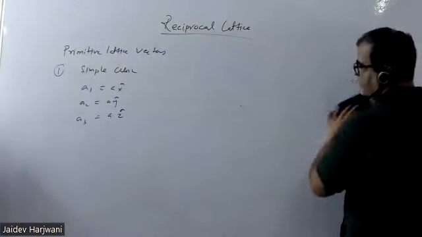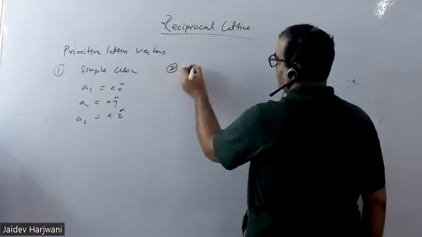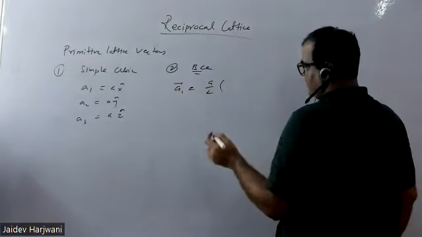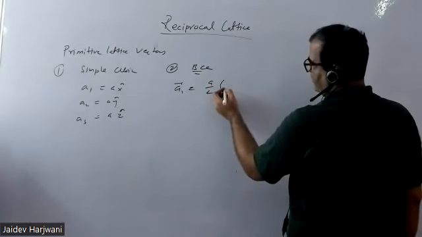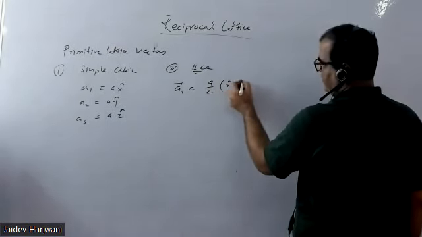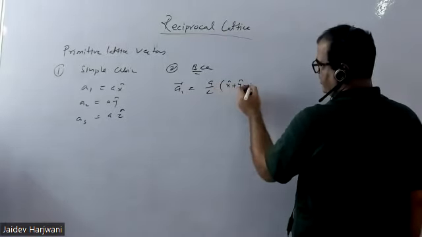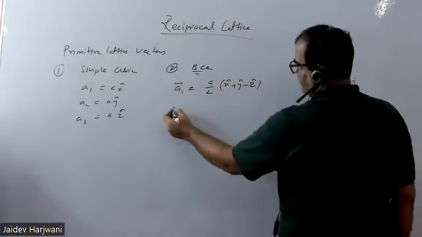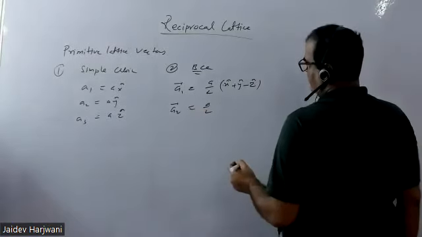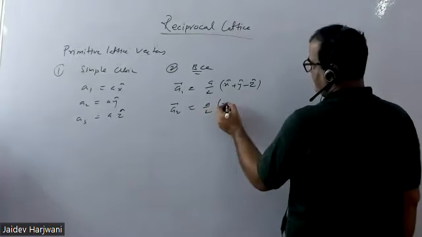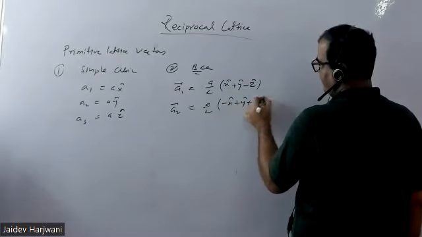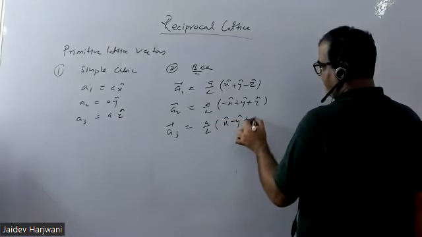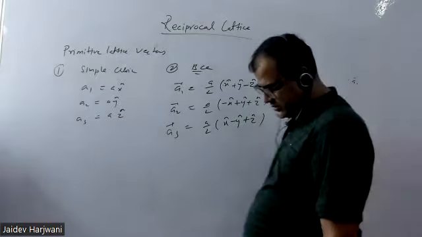If I use BCC, what will a1 be? a1 will be a/2 (x̂ + ŷ − ẑ), or rather, a1 = a/2 (−x̂ + ŷ + ẑ), a2 = a/2 (x̂ − ŷ + ẑ), and a3 = a/2 (x̂ + ŷ − ẑ). So this is for BCC.